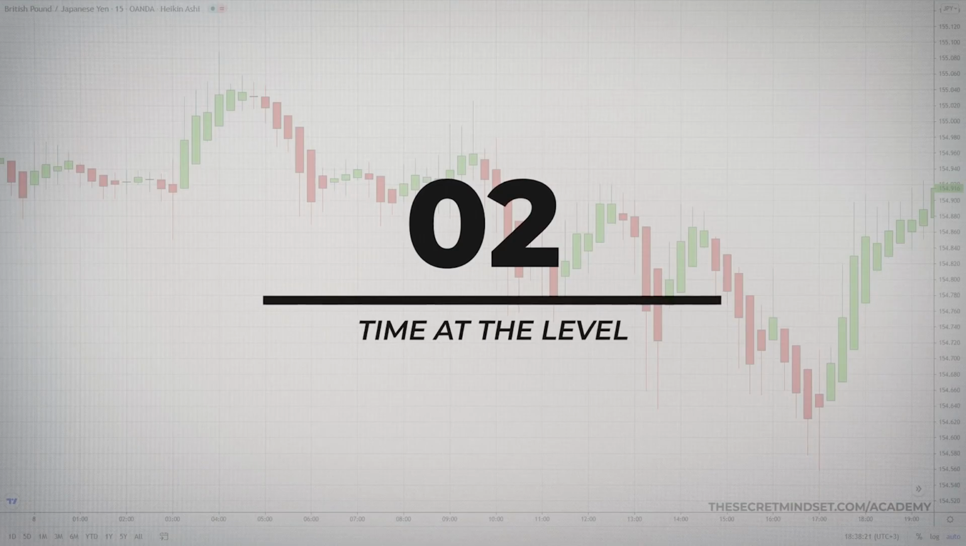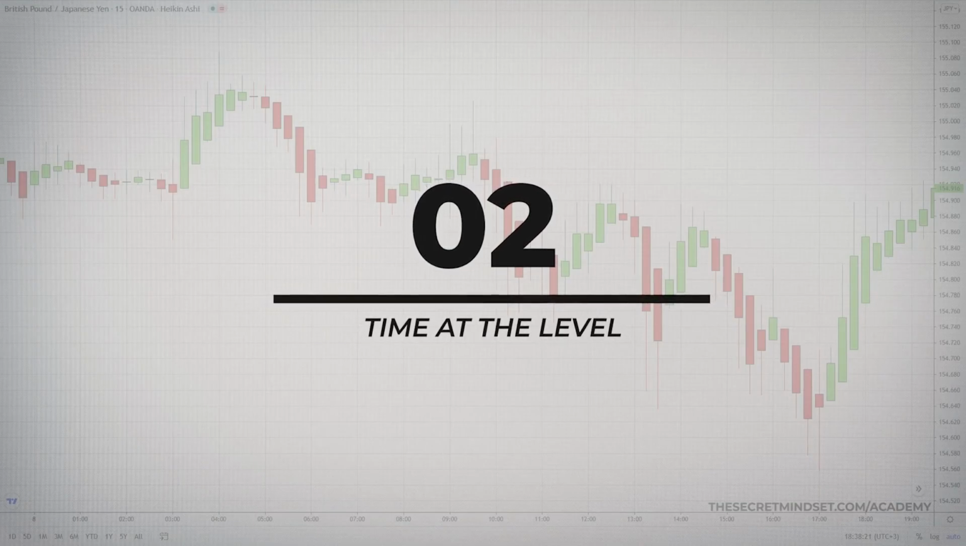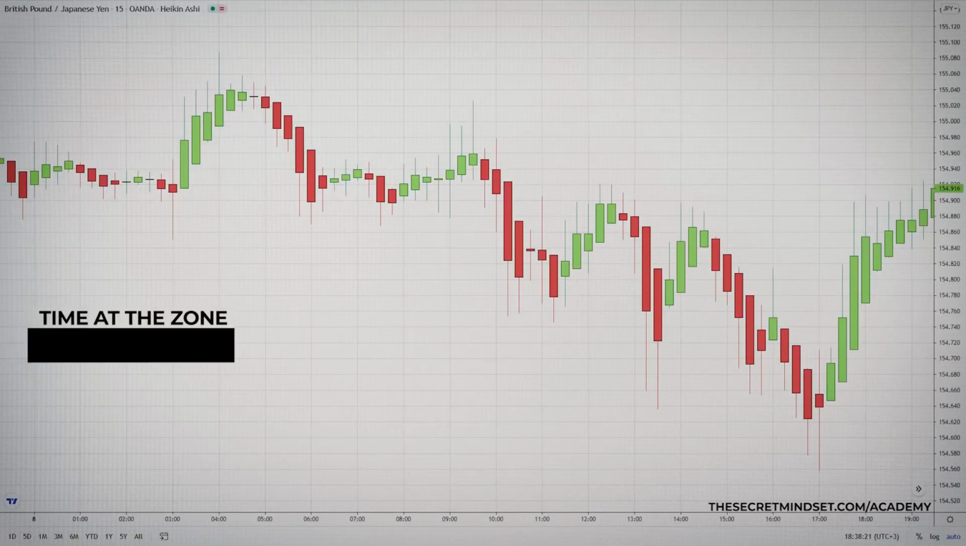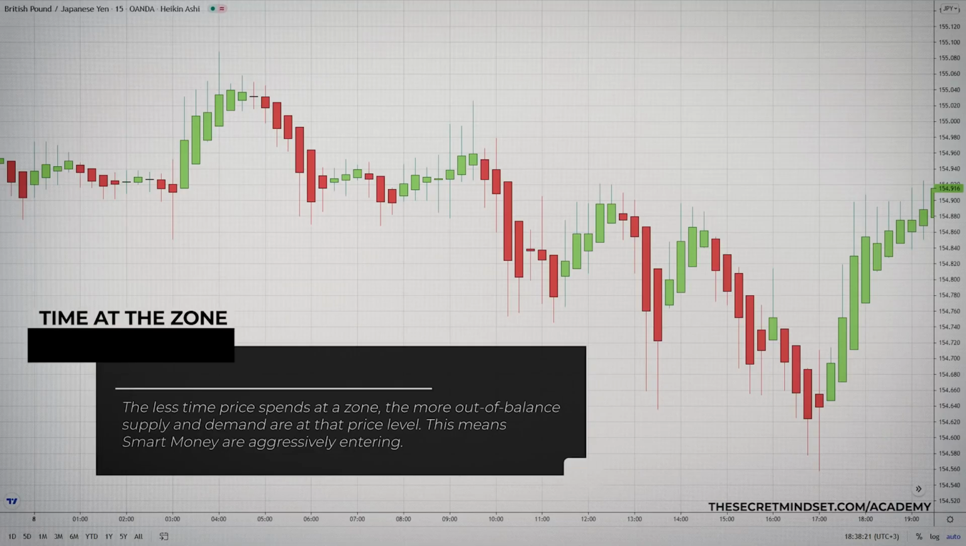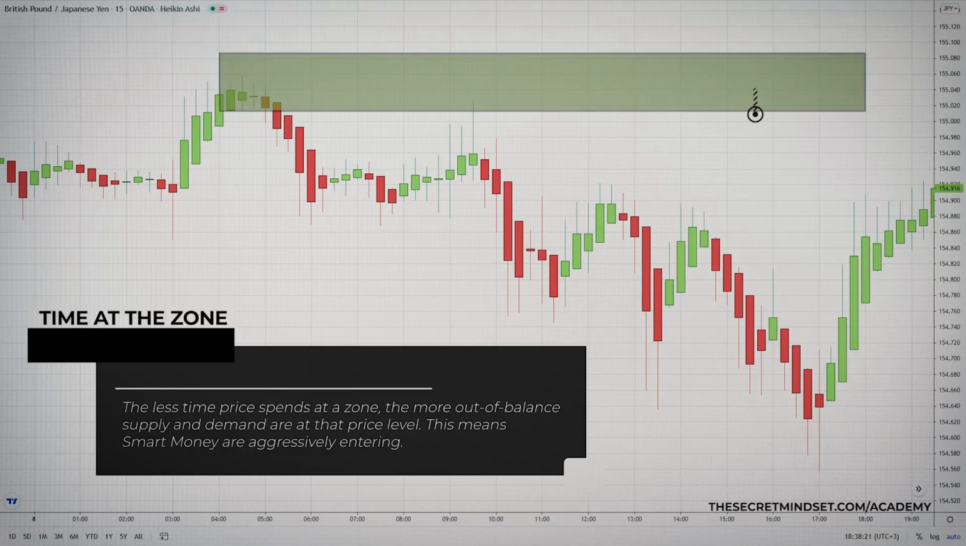Number 2. Time at the supply and demand level. How much time did the price spend at the zone? The less time price spends at the zone, the more out of balance supply and demand are at that price level. This means smart money are aggressively entering.